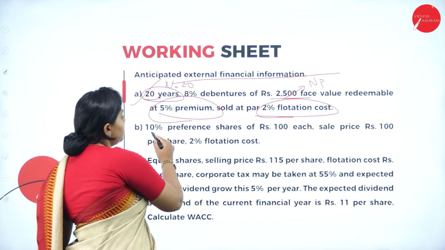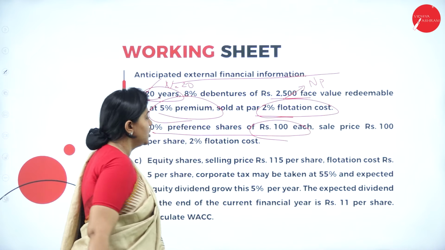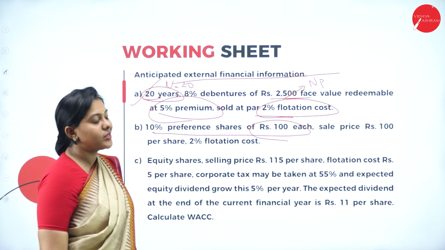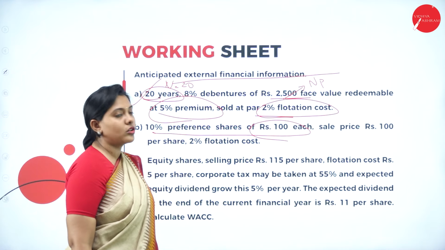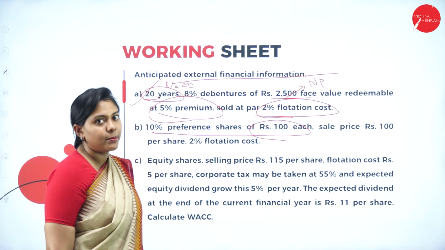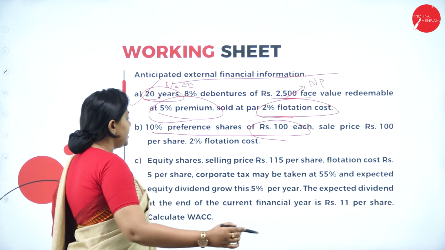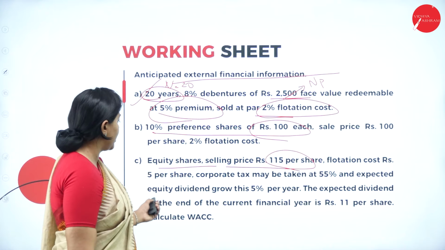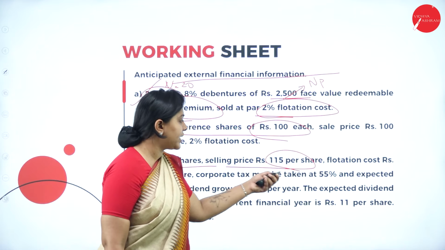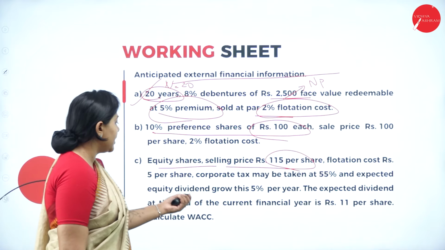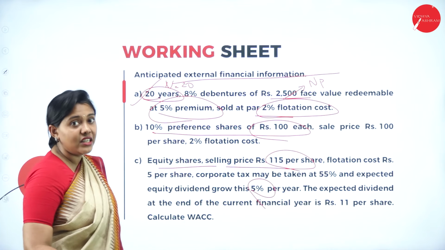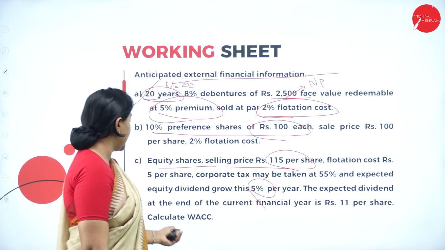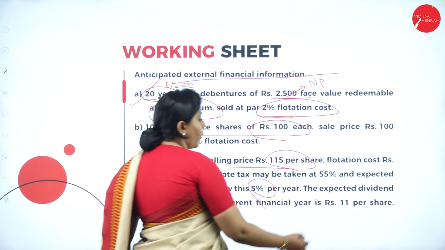Next, we have 10% preference shares of rupees 100 each. So 10 rupees will be the preferential dividend and the sale price is 100. With 2% flotation cost, 98 rupees will be the net proceeds. Next, equity shares. Selling price is 115 per share. Flotation cost is 5 per share. Corporate tax is 55% and expected dividend growth is 5% per year. The expected dividend at the end of the current financial year is 11 rupees. Calculate the WACC.